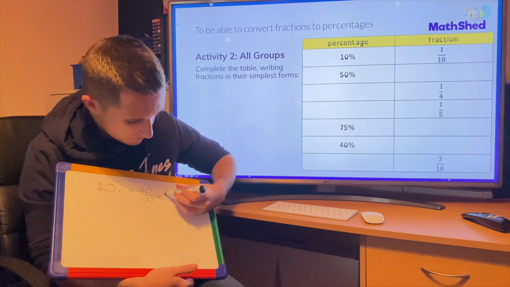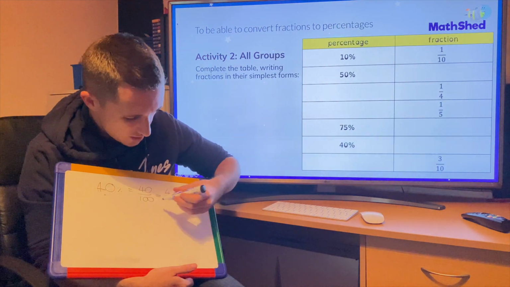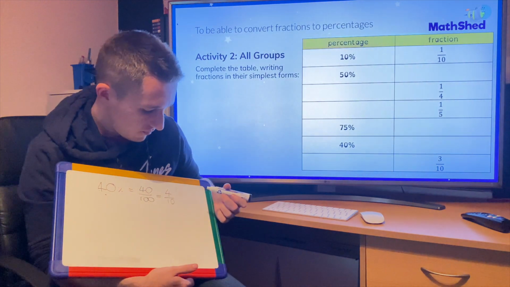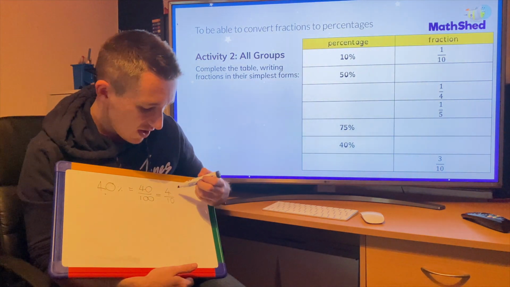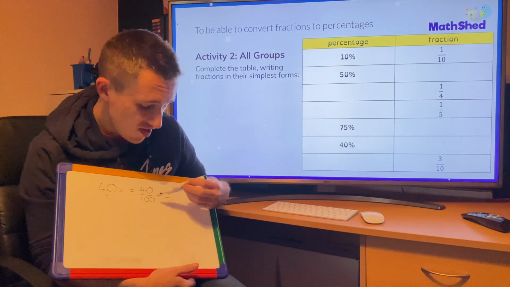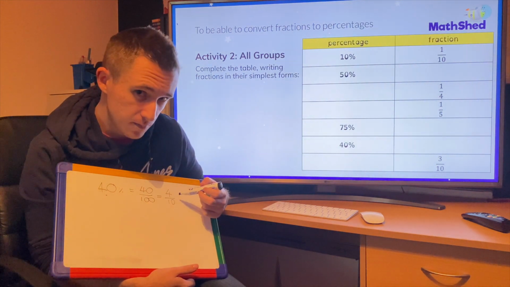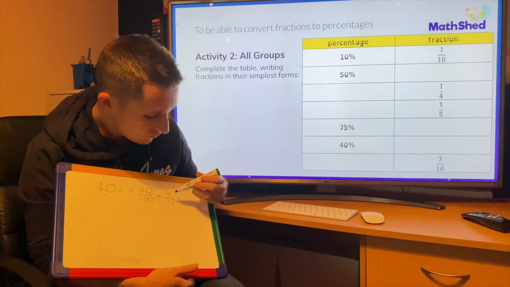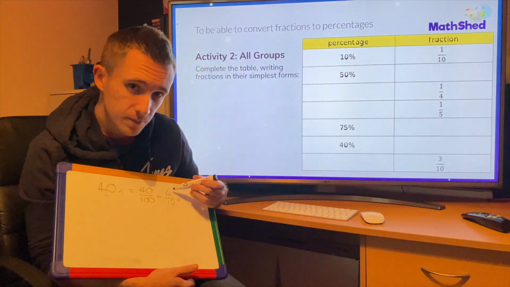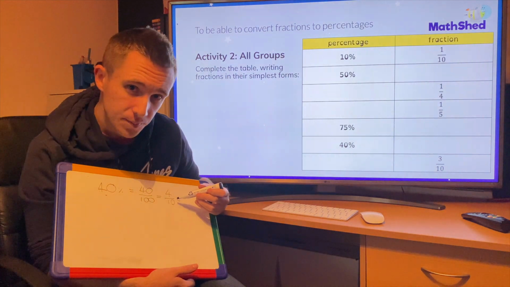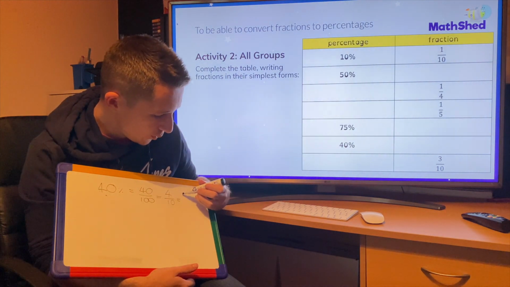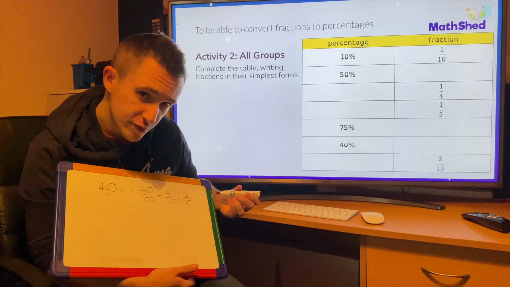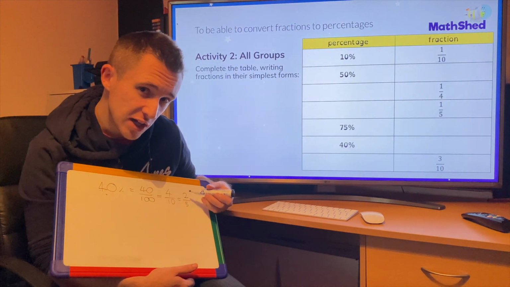40 divided by 10 is 4. 100 divided by 10 is 10. So I can turn it into 4 over 10. They're still the same, but I simplified it. However, I can make this even smaller. 4's an even number. 10's an even number. I can divide them both by 2. 2 over 5. And that's as small as we can go.